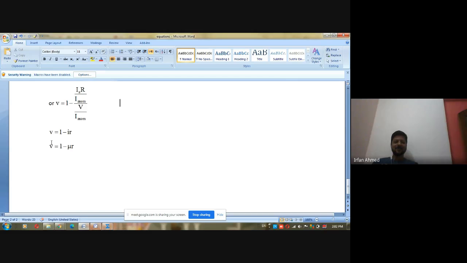You also should remember now. V is the per unit speed. I is per unit armature current, mu is the per unit torque. This is the mixed equation. Mixed equation means on the left hand side you have mechanical terms, speed. On the right hand side you have electrical terms. Is this clear?